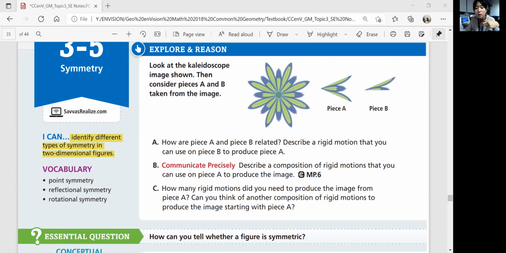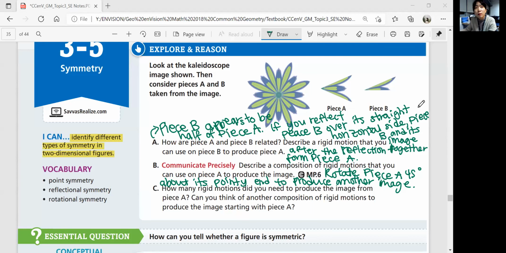Okay, let's record those answers now. Okay, so part B is about how you can make a copy of piece A. So you can just rotate, or you can reflect and translate, but rotate would be the easiest one. Rotate about 45 degrees or 90 degrees from this point so that it could produce another image that could be the same as piece A.